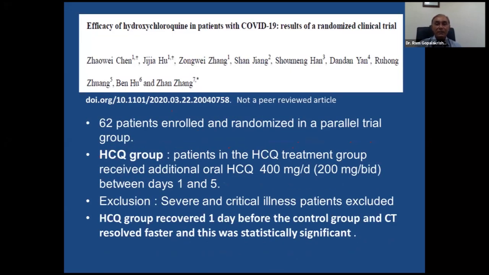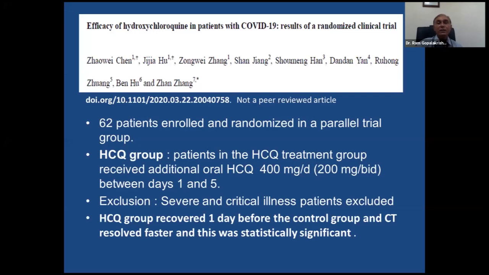Now, this is another study. It's not a peer-reviewed article. It has been published. However, importantly, this was a control study. The previous study was a non-controlled, just a case series. Here, they gave hydroxychloroquine in a slightly lower dose. They did exclude severe illness, critical illness.